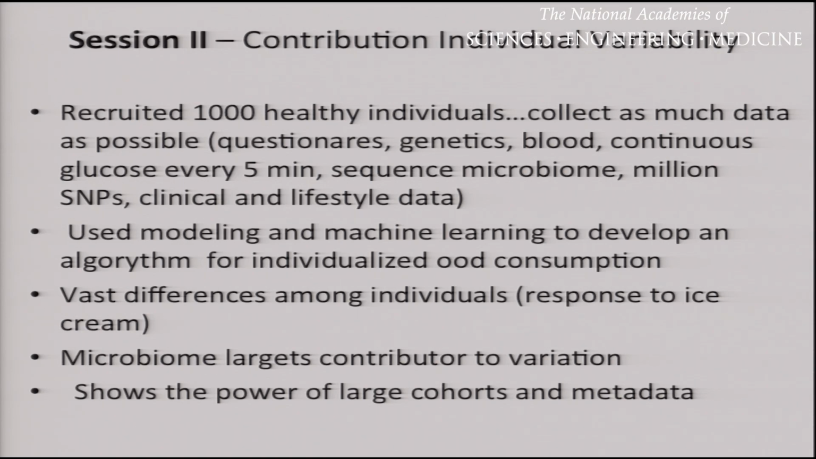They also did glycemic index every 5 minutes with a pump, and then they did controlled feeding studies and so on, and then used all that data to generate an algorithm which was able to predict for each individual what is your best diet that allows you to maintain a microbiome that actually makes you healthy. He found, for example, that there are vast differences among individuals in response to things like ice cream. For some of us it's good, for some it's bad. And he also showed, interestingly, that the microbiome was the largest contributor to that variability. So this really shows the power of putting together large cohorts with lots of data, metadata, and using that for modeling, which is something we've discussed over and over.